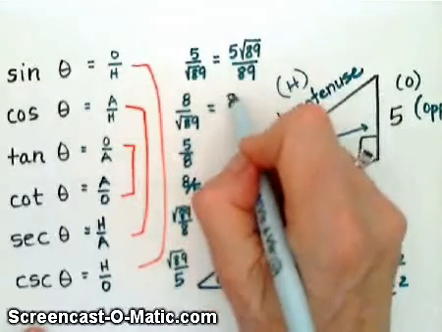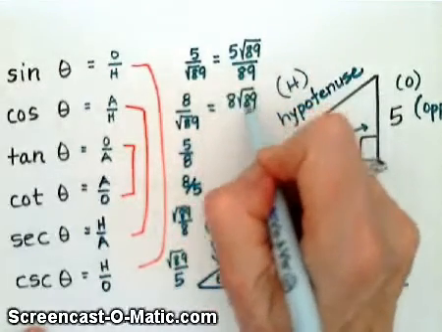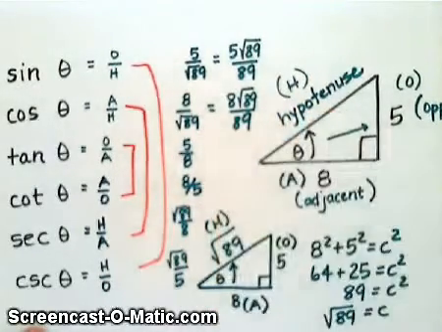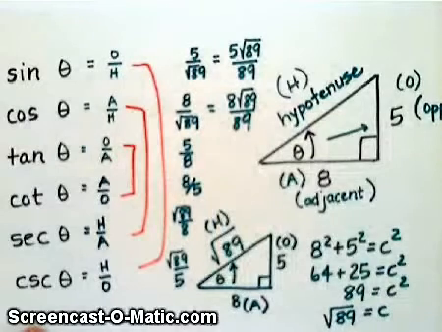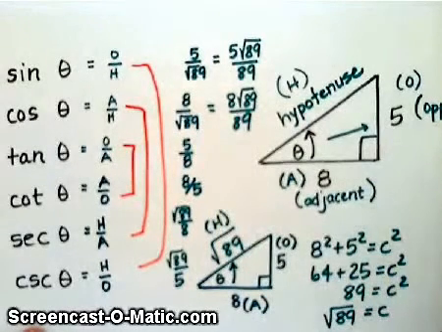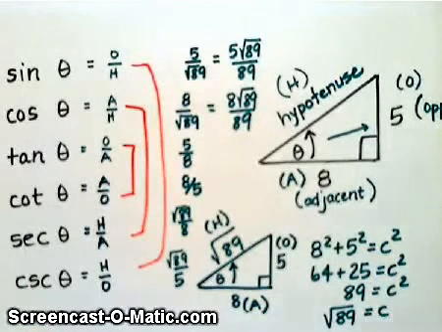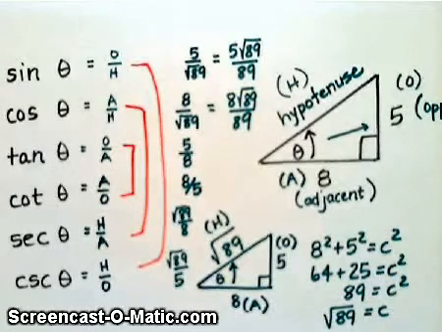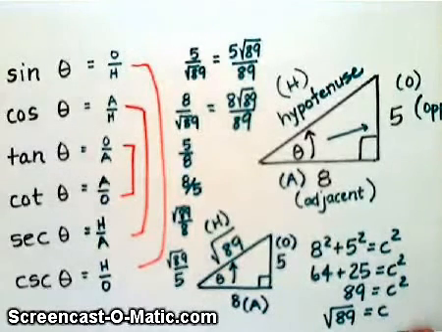Same way with this one, 8 radical 89 over 89, and you're done. Remember, right triangles are governed by the Pythagorean theorem, so if you have two sides, you can always find the third, and then you're in business. Now let's talk about some applications of right triangle trig. By the way, this is the trig that you were introduced to in 10th grade, so you have seen this before if you're thinking it looks familiar.